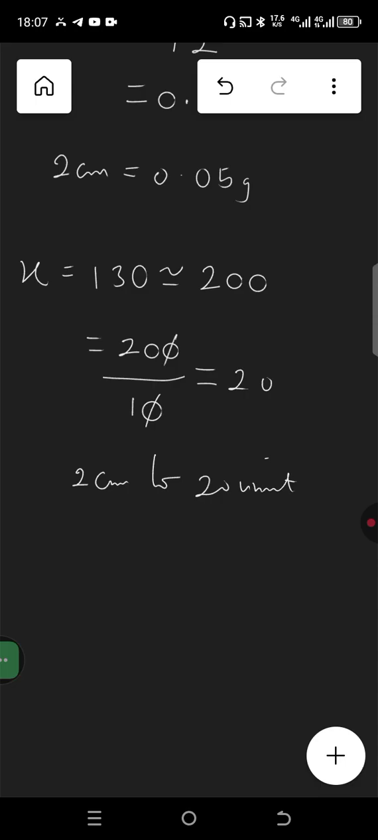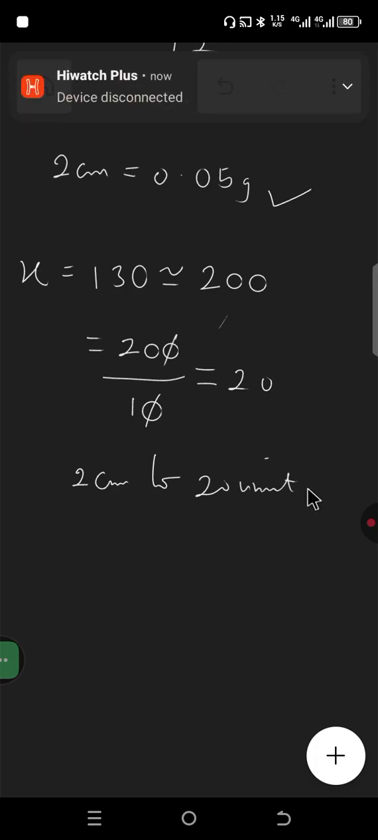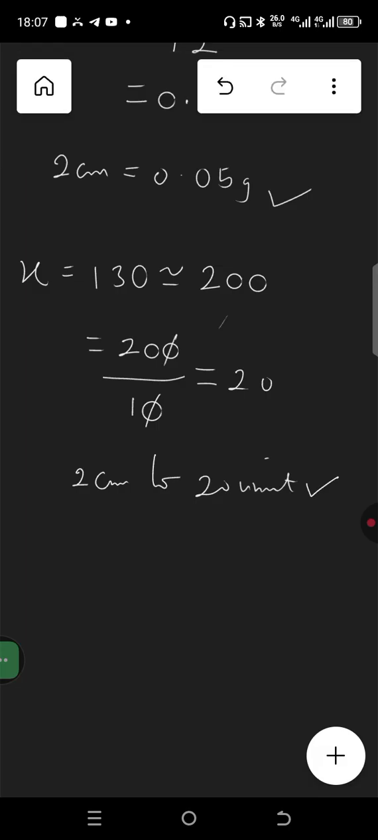Now this simply means that if we are plotting this graph, we would use 2 centimeters to 0.05 gram on the y-axis, and on the x-axis we would use 2 centimeters to 20 units. Now this is how we determine scale in physics practical. It is very easy if you understand what I've explained.